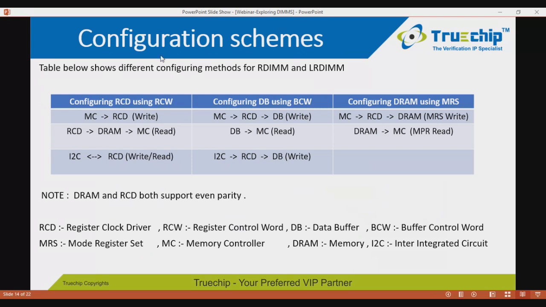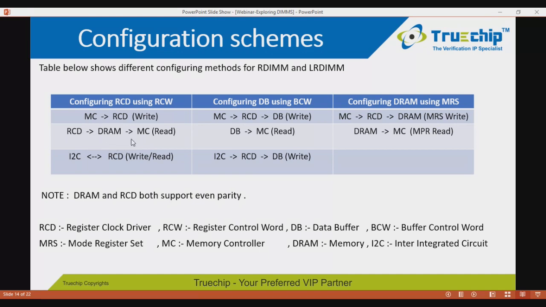Proceeding on to the configuration schemes. The table below shows the different configuring methods for RDIMM and LRDIMM. The first one is configuring the RCD, that is the register clock driver, using the register control word, that is RCW. There are two methods to configure the RCD. The first method is the memory controller configures the internal register of the RCD, known as the register control word, by sending the mode register 7 command. For reads, the RCW command is sent by the controller to the RCD to move the specific register configuration into a special multi-purpose register in the DRAM. Then the data of the MPR is read out onto the controller.